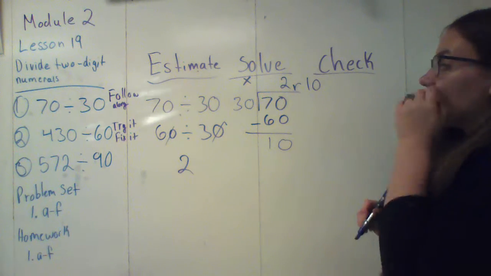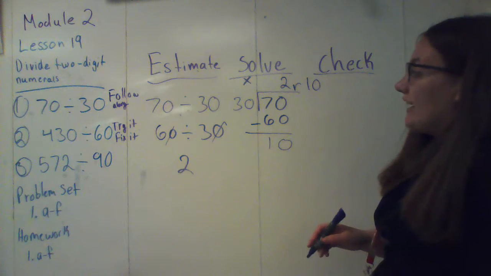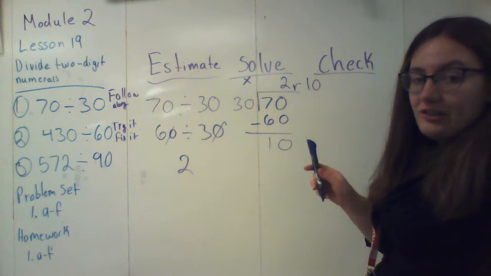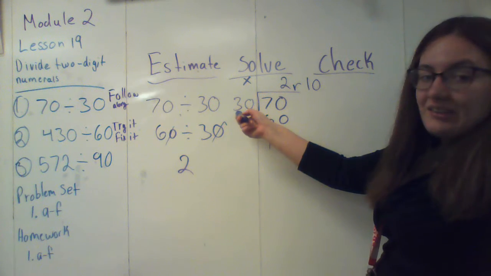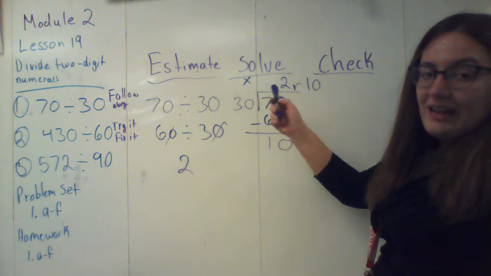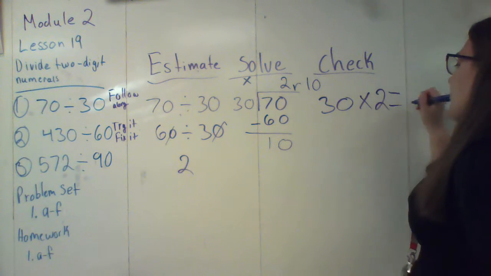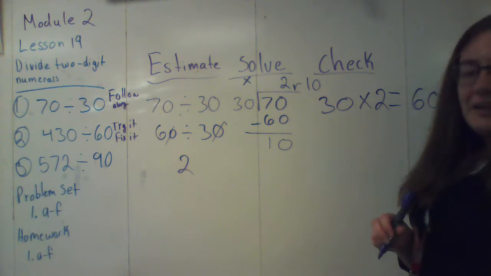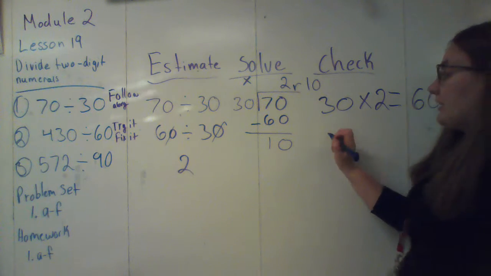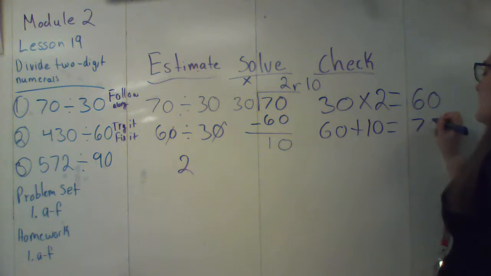And then when I need to check my answer, what I'm actually going to do is, everything should eventually equal up to this number. So I'm going to do some math to show you that. I take this number right here, 30, and I'm going to take my answer, 2. So I'm going to do 30 times 2, and I know that equals 60. And then I'm going to add my remainder to that. So I'm going to take 60 plus my remainder, 60 plus 10, and that equals 70.